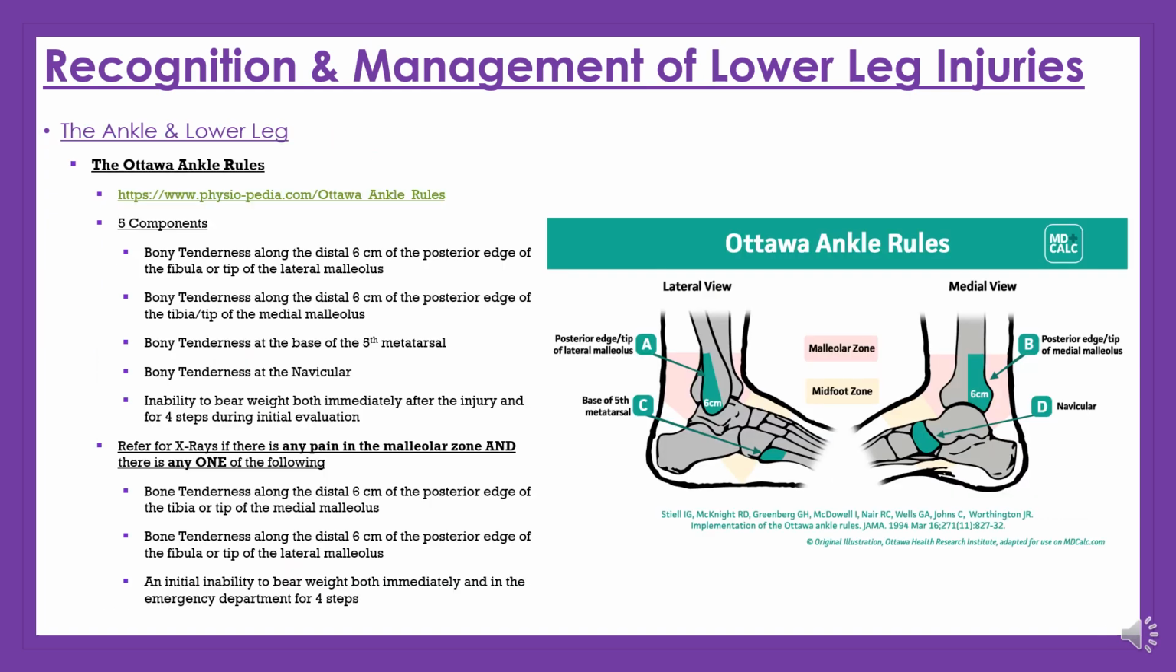The ankle Ottawa rules are a set of guidelines for determining if the athlete should be referred for x-rays to rule out an ankle fracture. These have been studied quite extensively. There's a lot of great evidence on them, and they're a great way to help you understand if an athlete is going to be able to be taped up and return to activity, or if they should be sent to the emergency department for x-rays because of a possible ankle fracture.